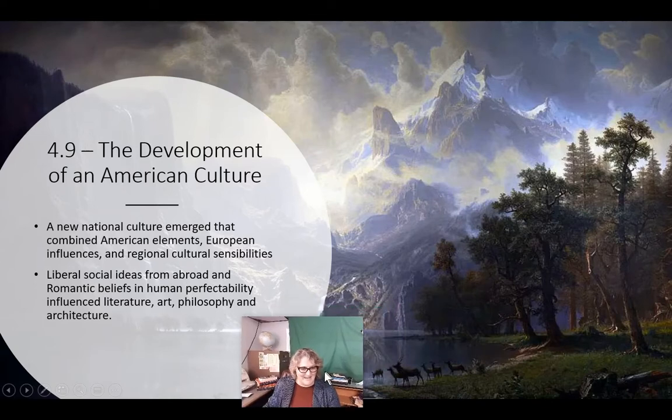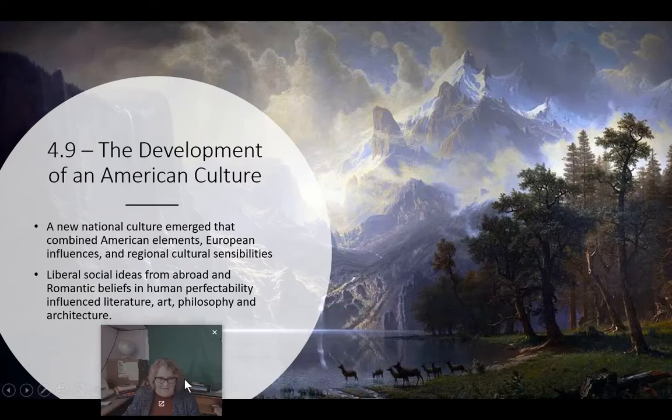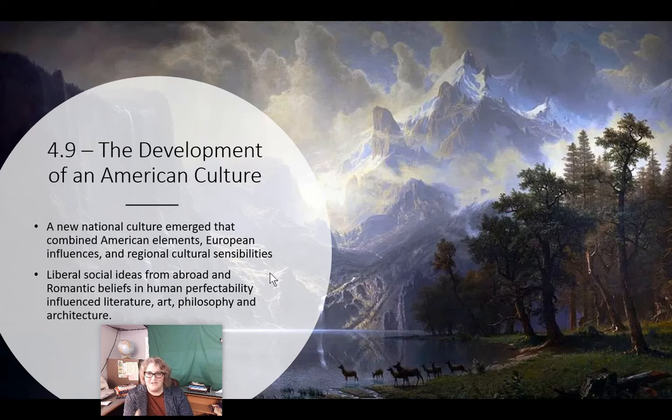This one, I think I'm going to stick myself right here. This is the development of an American culture. So this is an example of a nationalizing movement in the United States, a cultural movement. So this is not economics or politics, but there's a new national culture emerging in the first half of the 1800s. It's going to combine American elements with European influences, and then we will see regional cultural sensibilities. So we'll see a little bit of a difference in New England versus the South, for example.